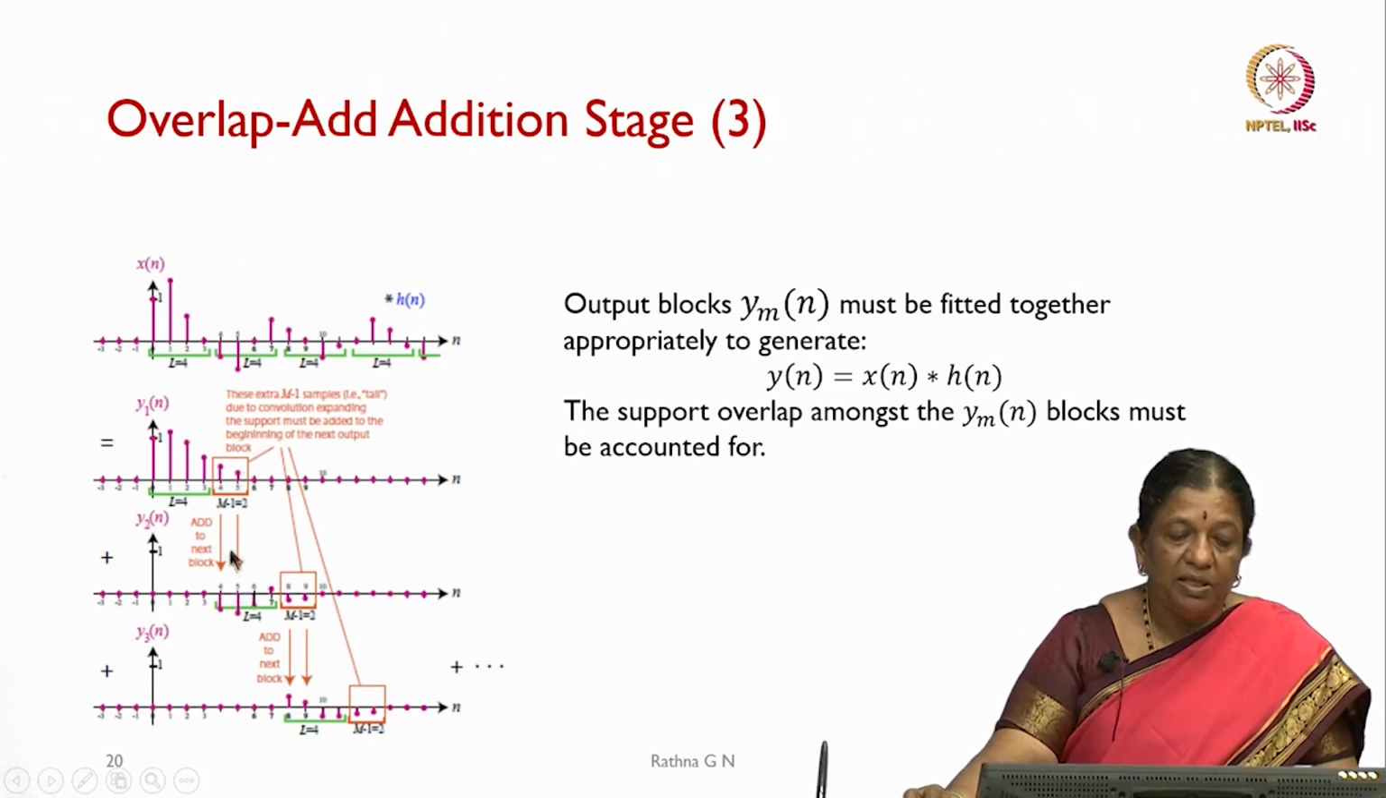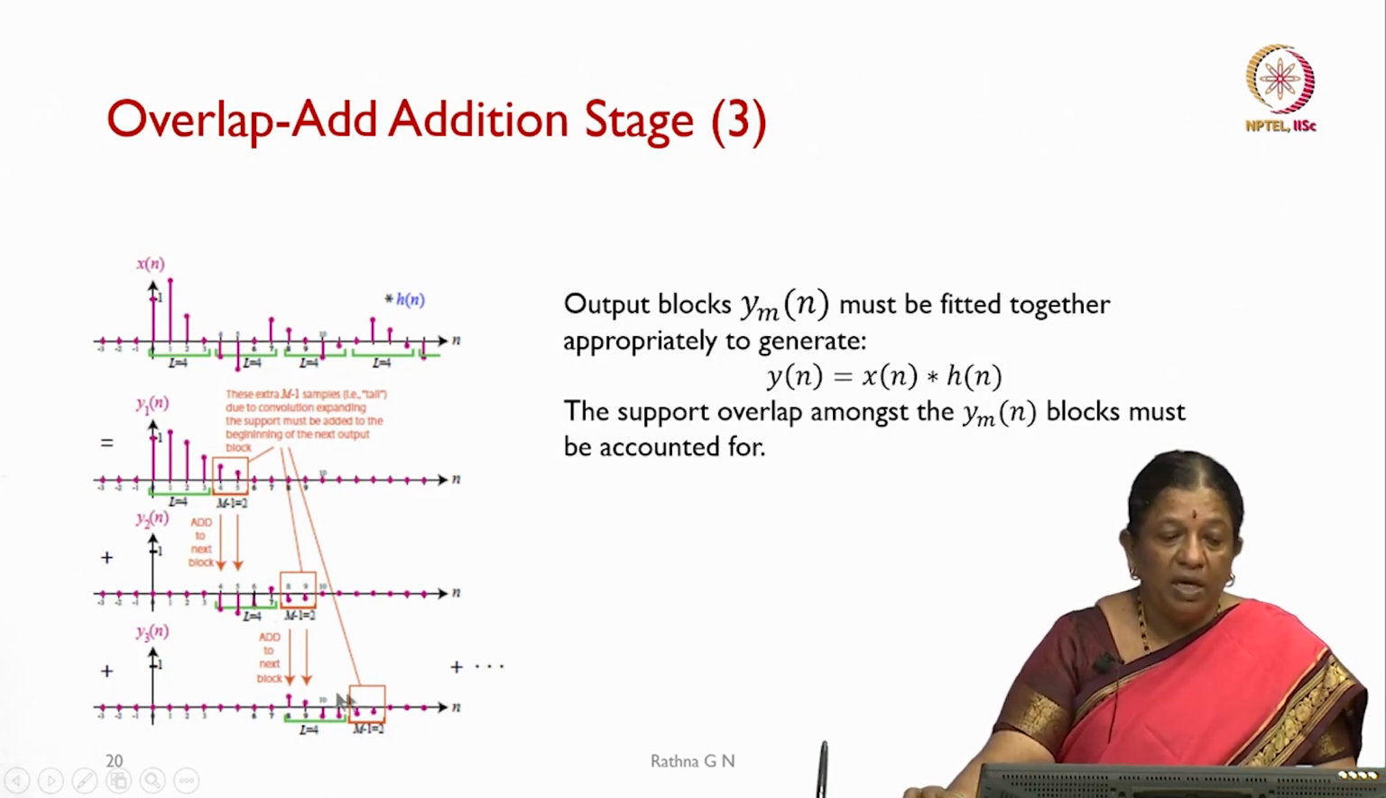We will use that to compute y 2 of n here also, and later on y 3 of n. So, you will be adding these 2 samples, and as you can see they are repeated in successive blocks, that is, the m minus 1 samples are repeated in the next blocks for our computation. So, we call y of n nothing but x of n convolved with h of n.